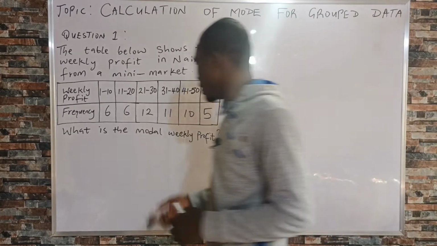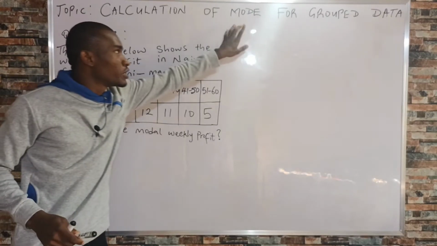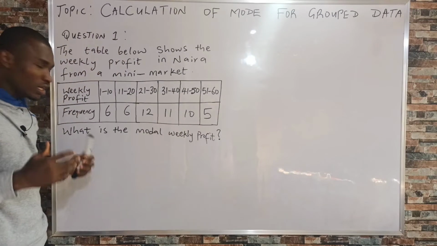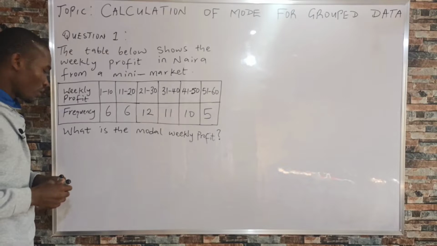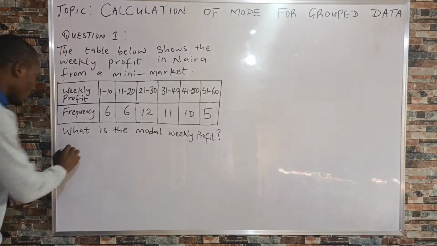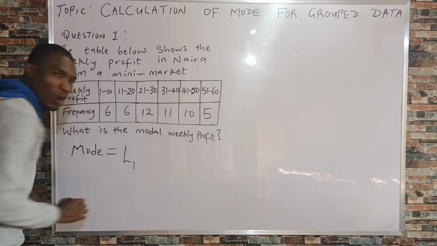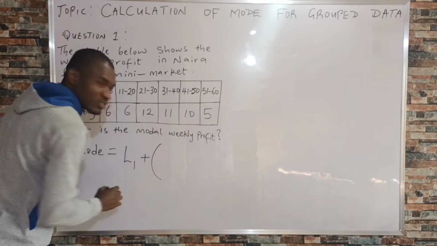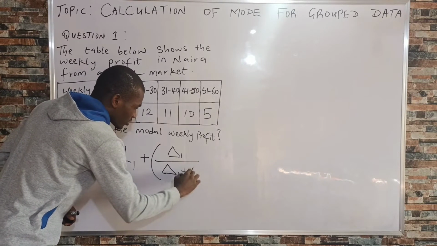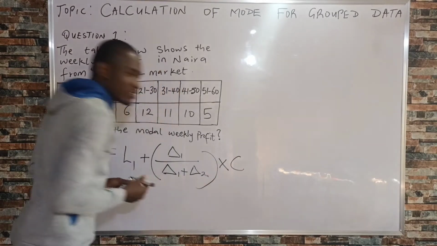Let's go ahead to calculate for the modal weekly profit. Remember, we are taking the topic calculation of mode for group data. So first thing first, we shall state the formula for finding the mode of a grouped data. And the formula is: mode is equal to L sub 1 plus, in brackets, delta 1 all over delta 1 plus delta 2, then close your bracket, and that is multiplied by C.